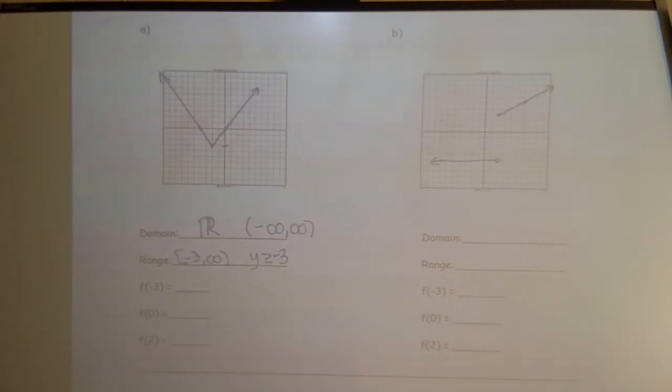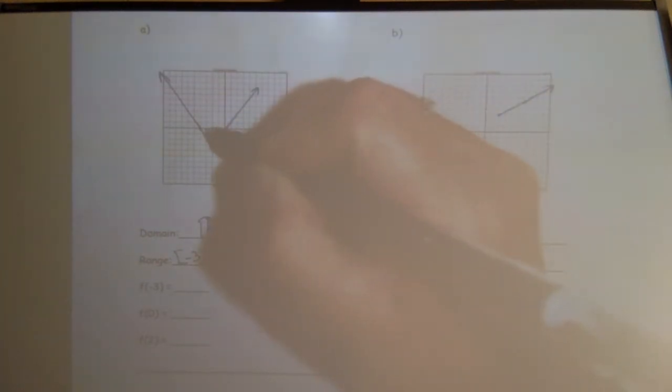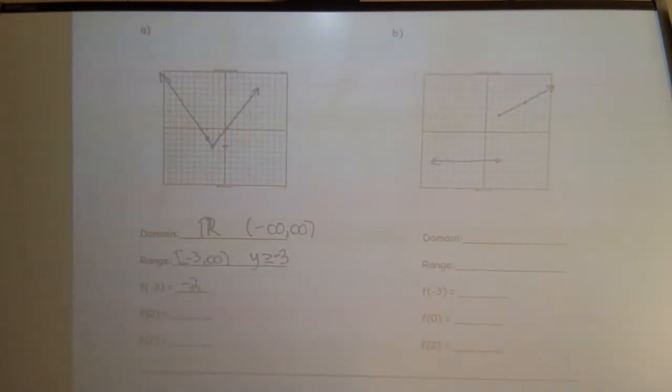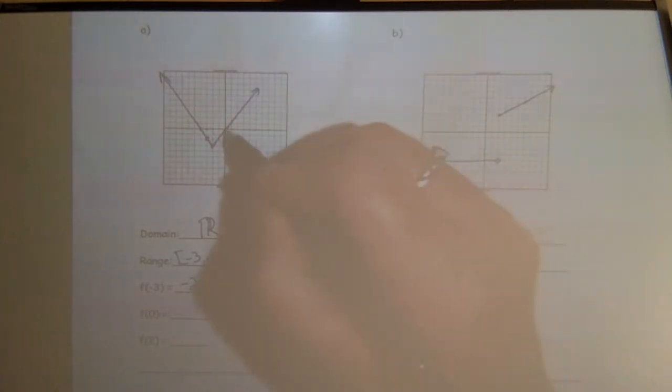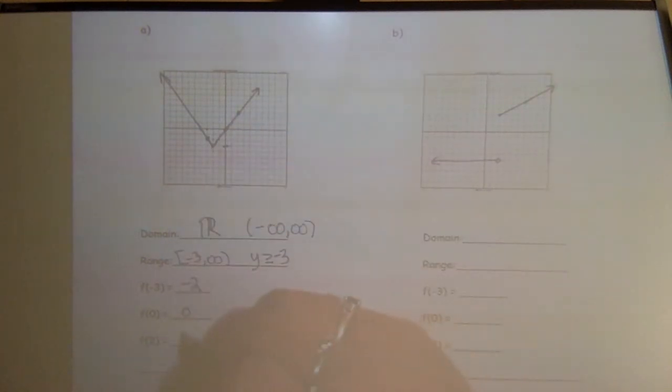All right, what's f of -3? So now we go to -3. 1, 2, 3. What's f's value here? Looks like that's -2. What's f of 0? It's 0. What's f of 2? Let's just say it's at 3.